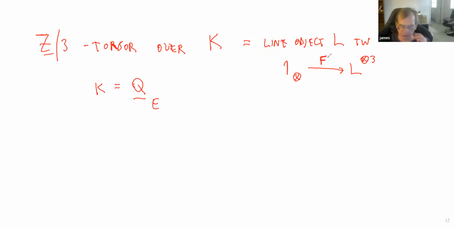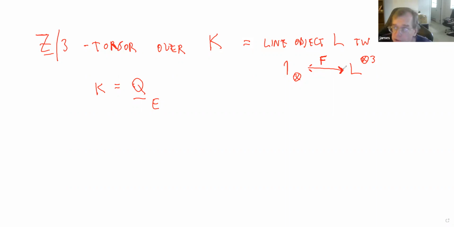For the pedantic listeners, you should stick a little isomorphism sign on that arrow, or say that it's an isomorphism. Yes, thank you for that correction.